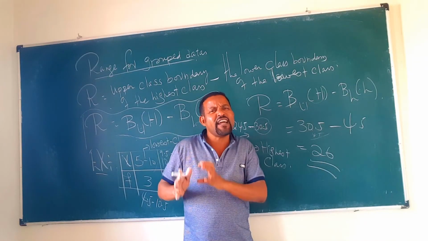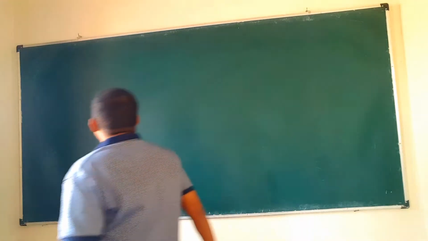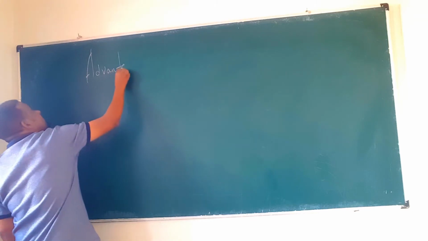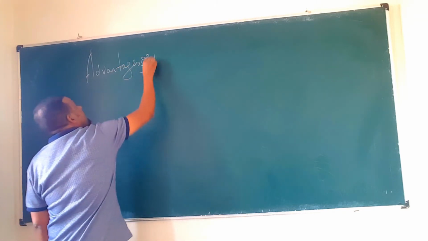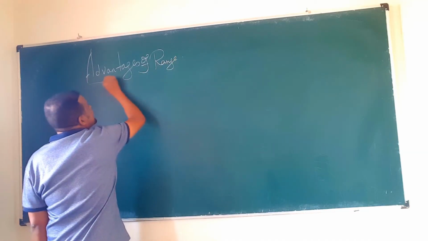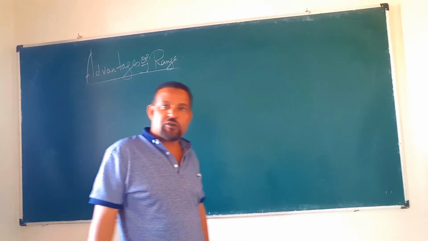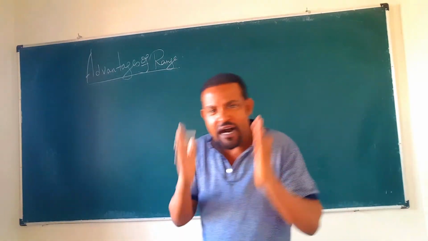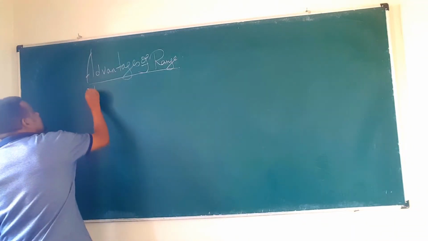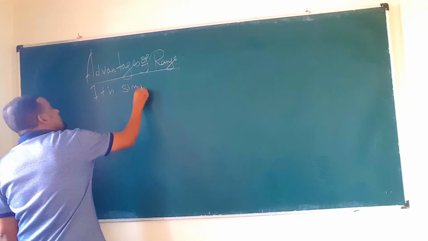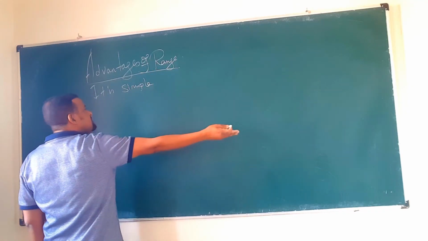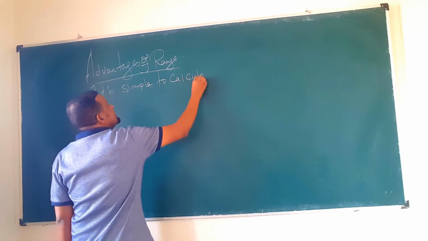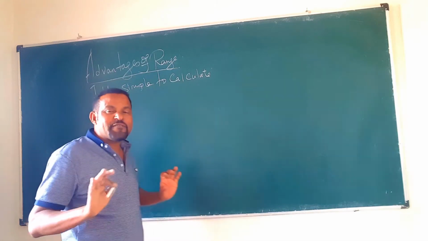Now let's see the advantages and the disadvantages, or the limitations, of range. What is the advantage of range? The advantage of range is that it is the simplest to calculate. It is too simple to calculate, because it's the highest value, the maximum value, minus the minimum value. This is the only advantage of the range.